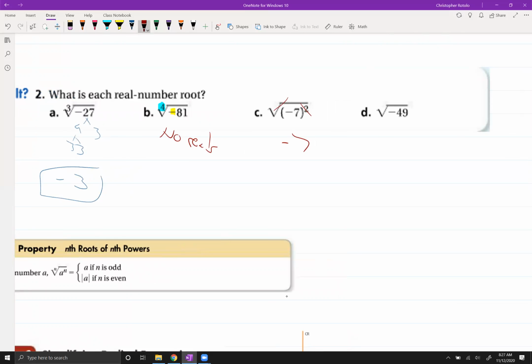And in part D, I see that I have a negative under here. And if there's nothing in here, remember that's a 2. So that's an even, so this is no reals.